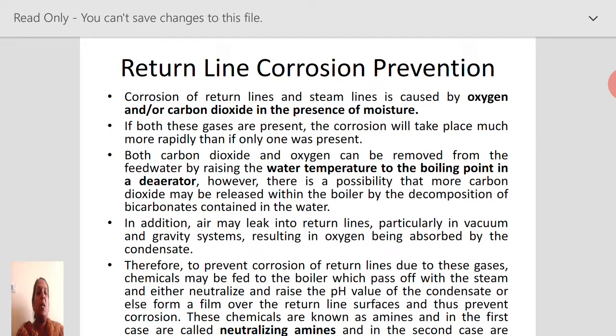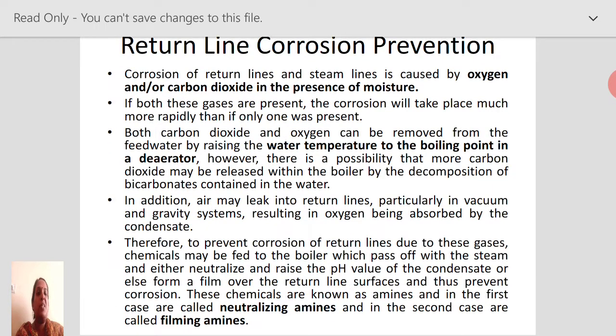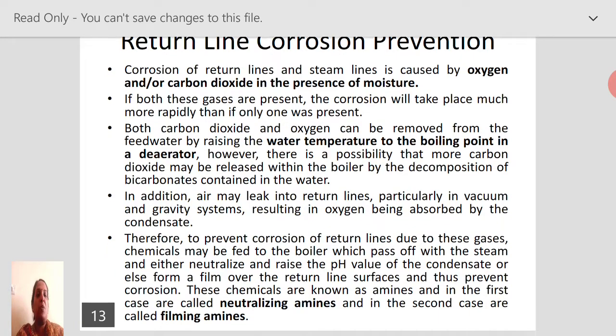The other serious problem we encounter in a boiler is return line as well as steamline corrosion. This is caused by oxygen as well as carbon dioxide, acting with the help of moisture and other chemical substances in the water, forming the corrosion. In order to minimize this, we can raise the water temperature to the boiling point in the deaerator, but there is a drawback, because more carbon dioxide may be released because of the raised temperature within the boiler, and it will react with the decomposition of the bicarbonates in the water, and it causes some additional problems also.